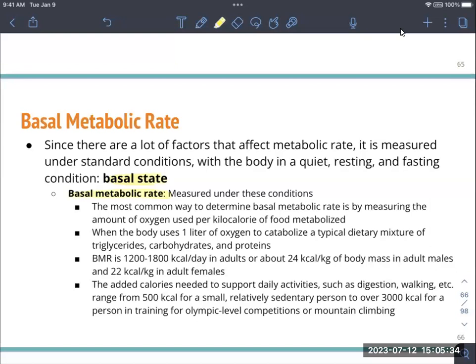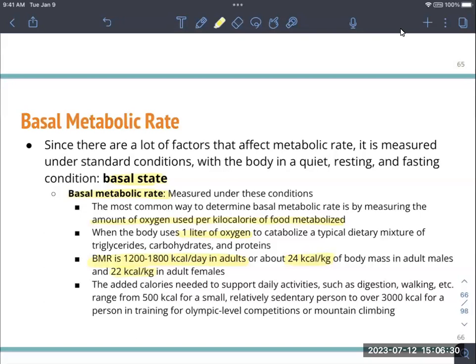This basal metabolic rate is measured under these different conditions. The most common way is by measuring the amount of oxygen used per kilocalorie of food metabolized. When we use 1 liter of oxygen to catabolize different dietary mixtures of triglycerides, carbohydrates, and proteins, the basal metabolic rate for an adult is typically between 1,200 to 1,800 kilocalories per day, or 24 kilocalories per kilogram of body mass in males and 22 kilocalories per kilogram in adult females. Since we don't use kilograms, we'd have to convert our weight to kilograms first before we are able to figure this out.